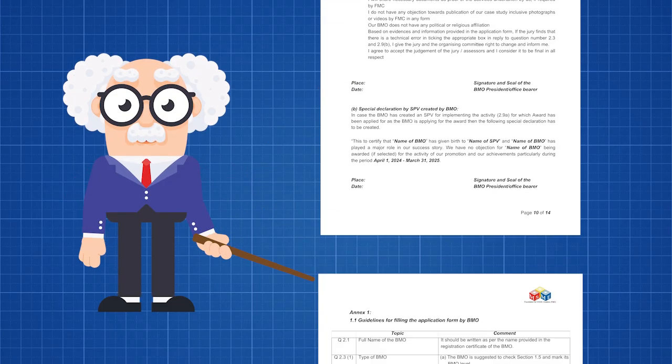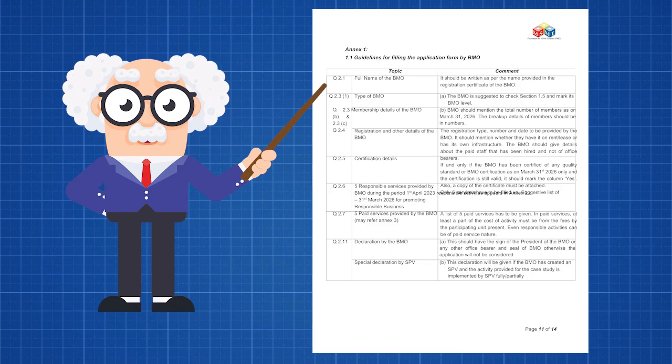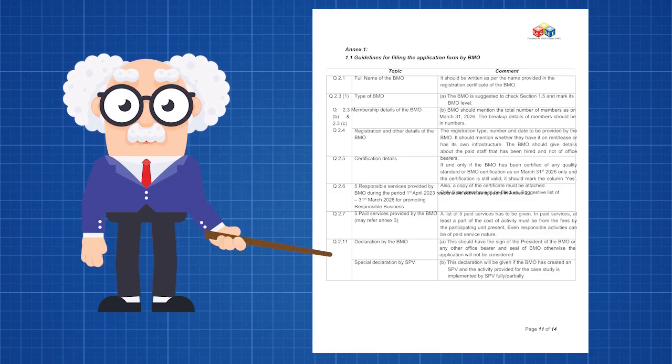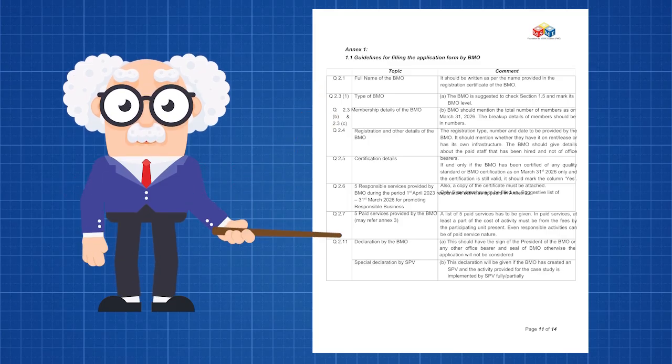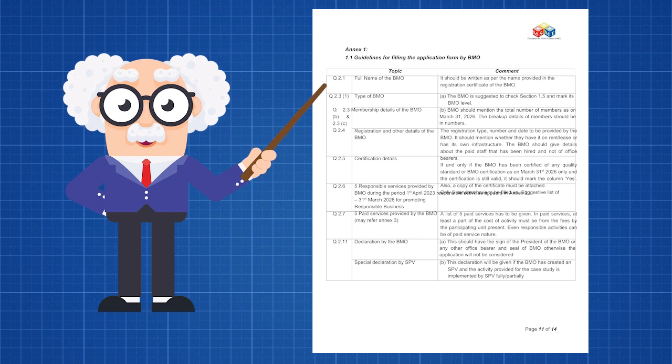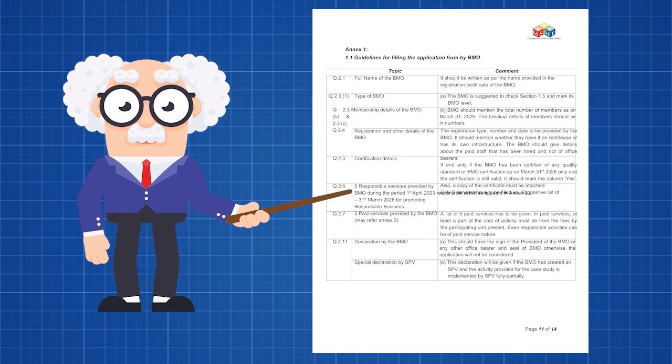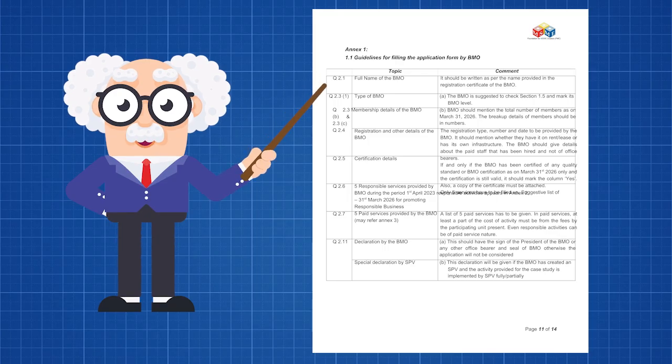B. Understanding the annexes. Now let's quickly go through the 3 annexes which provide guidance to help you fill the form correctly. Section 1.1. Annex 1 gives you a quick reference table explaining what's expected in each major question. For example, that the BMO's name should match its registration certificate, or that membership numbers should be reported as figures, not descriptions.